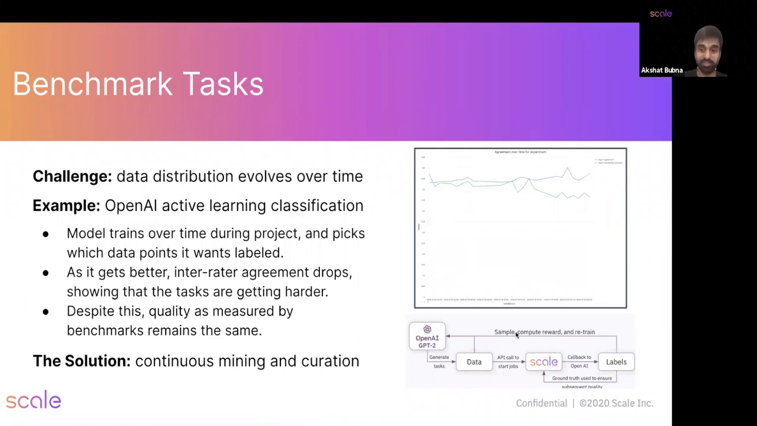And so what this shows is that this is sort of a condensed example, but even for customers that are not doing active learning, their models are getting better. The kinds of data they're sending us do get harder week by week. And it really shows us that we need to be continuously curating our benchmark tasks, and we need to be continuously mining more.